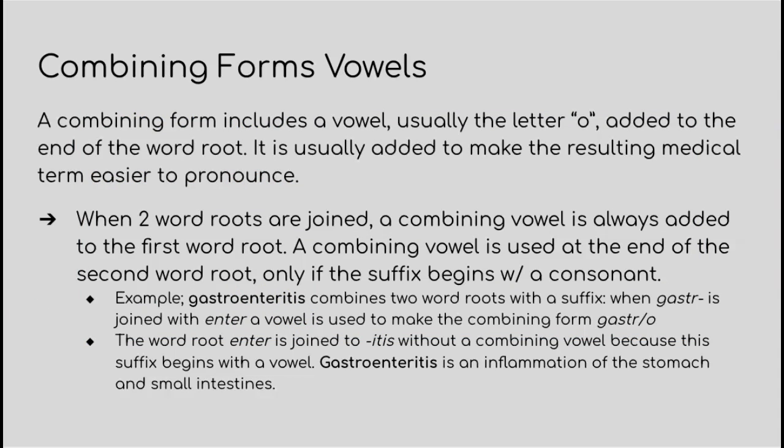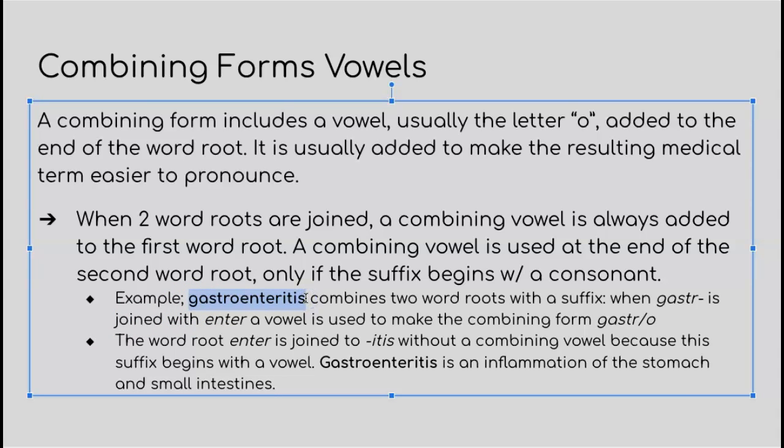Another example would be gastroenteritis. Now, this is combining 2 word roots with a suffix. Gaster is joined with enter. A vowel is used to make the combining form gastro. So even though enter begins with E, which is a vowel, you still have to add the O, because anytime you're combining 2 word roots, you have to add that combining vowel. The word root enter is joined to itis without a combining vowel because the suffix begins with a vowel. So therefore, gastroenteritis is an inflammation of the stomach and small intestines.